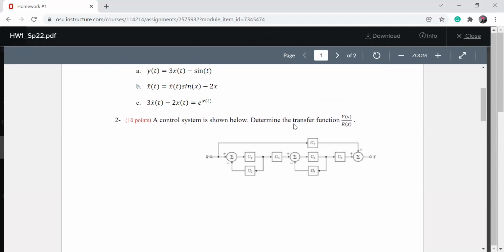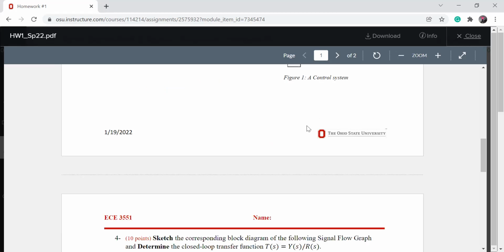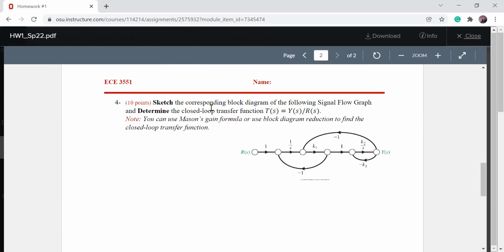Then question 2 is finding a transfer function. We haven't talked about it. We're going to talk about it today, right? Then this question is kind of similar, so you would know it by Friday. But then there's this question that says draw a block diagram of this using signal flow graph, and we haven't talked about it. So we will talk about it next week, but this is due on February 2nd.